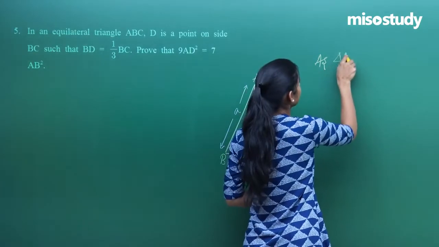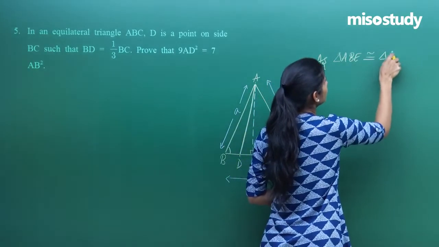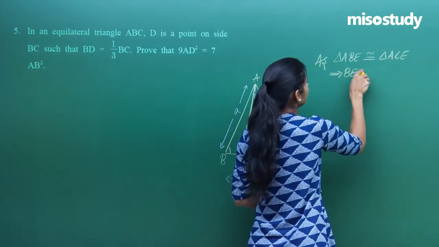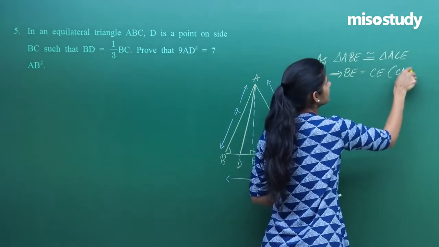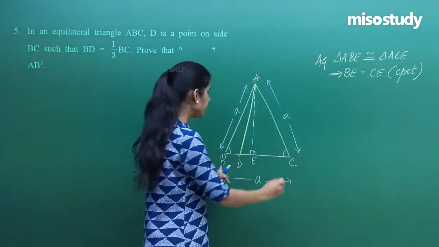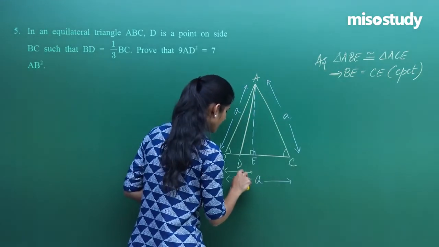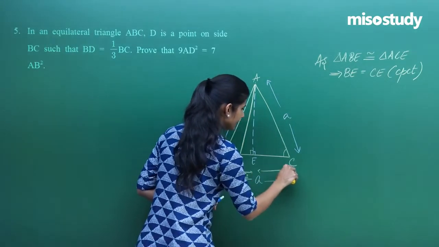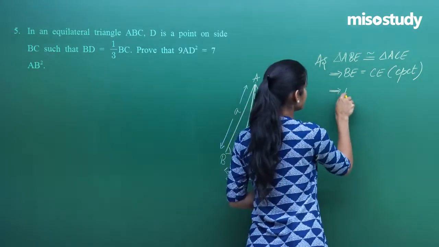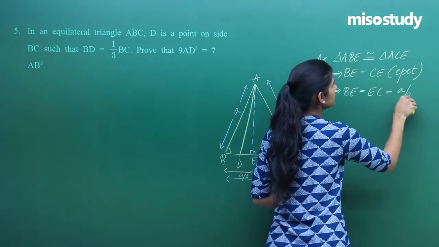So as triangle ABE is congruent to triangle ACE, this implies BE is equal to CE as a result of CPCT. So you get E is the midpoint of BC. If the complete length of BC is A units, then BE's length would be A by 2 and EC's length would also be A by 2. So this implies BE is equal to EC is equal to A by 2.